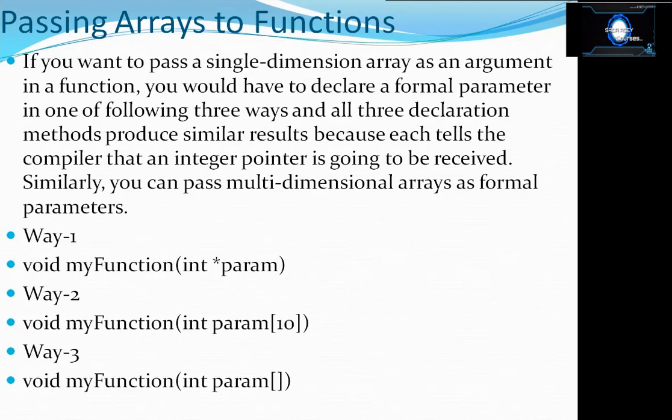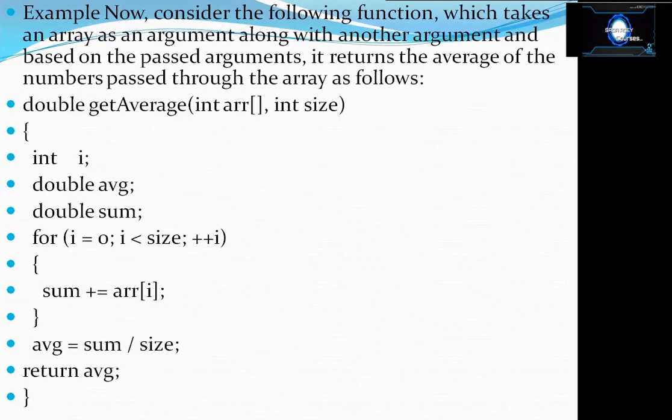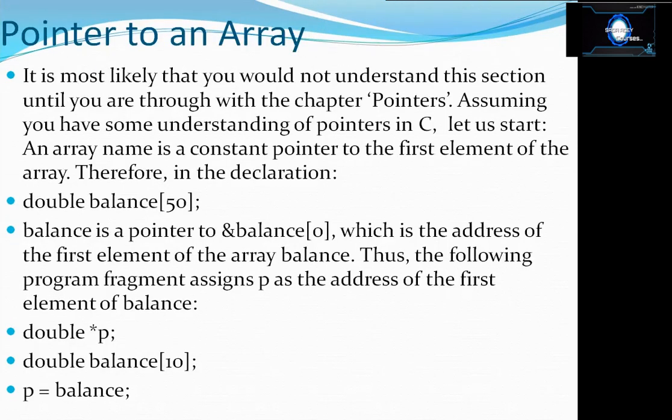Way 1: void myFunction(int *param). Way 2: void myFunction(int param[10]). Way 3: void myFunction(int param[]), with no size specified. Example: now consider the following function, which takes an array as an argument along with another argument, and based on the passed arguments, it returns the average of the numbers passed through the array as follows: double getAverage(int arr[], int size). This is an example with arrays.